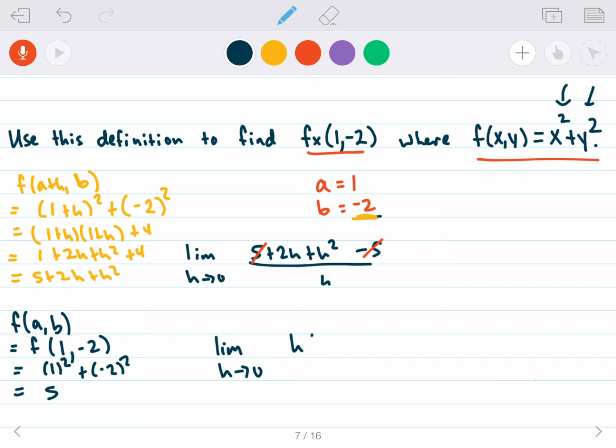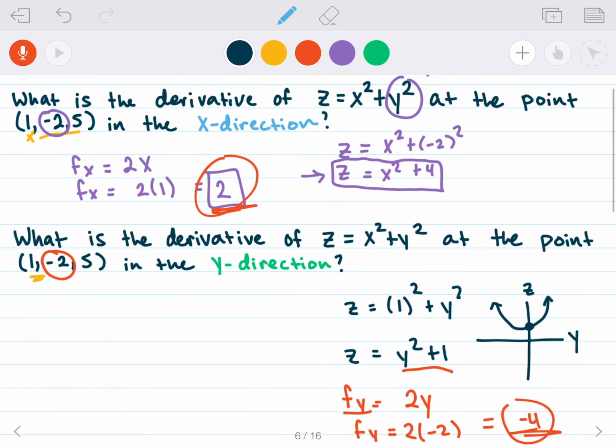So I have h on top, 2 plus h over h. Those h's cancel, plug in 0 for h to get our answer of 2, which is what we expected. This is the slope of the surface at the point (1, -2) in the x direction, okay? And that's exactly what we got right here.